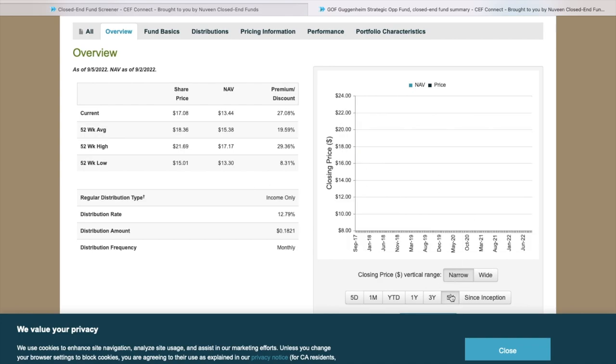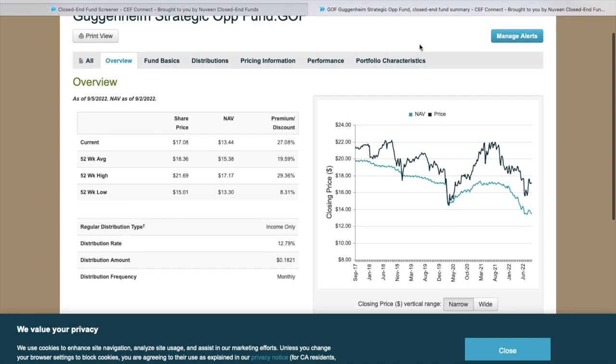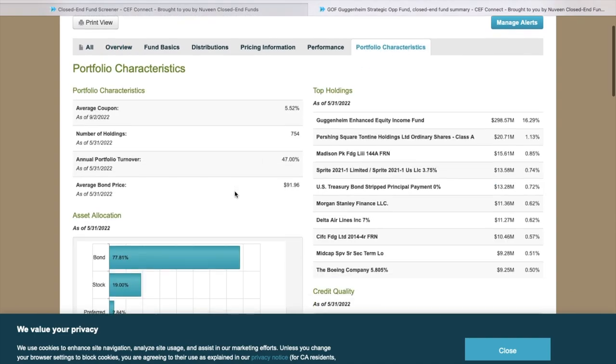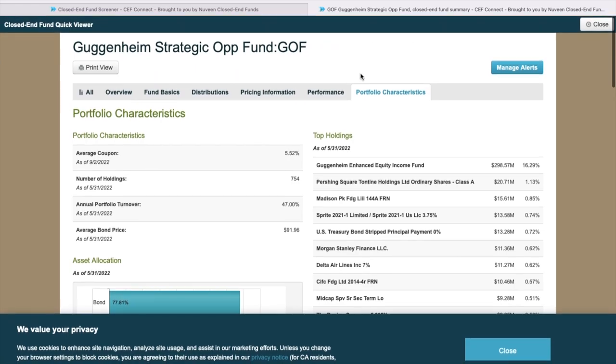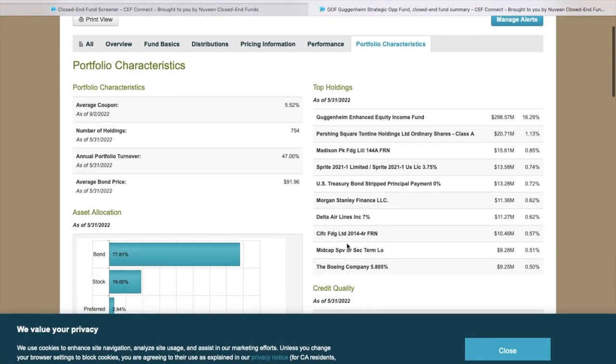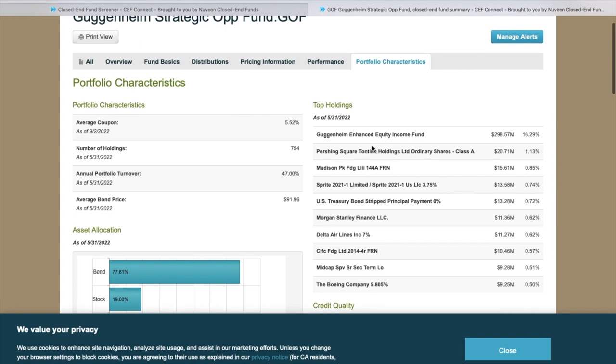Let's see, a five-year. So you can see how this did go back up here and then basically came back down with the pullback in the stock market. So it does kind of follow the stock market. If we click on portfolio characteristics, 77% or almost 78% is bonds and about 19% is stock. So always look at portfolio characteristics so you know what's making up the fund itself.